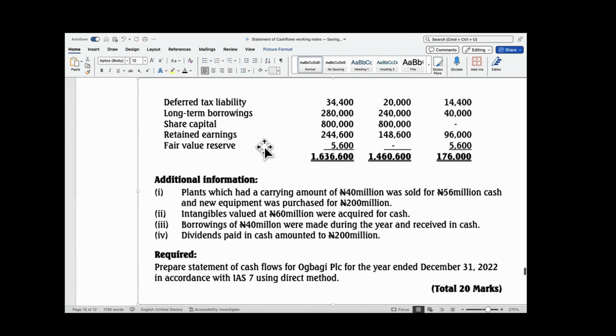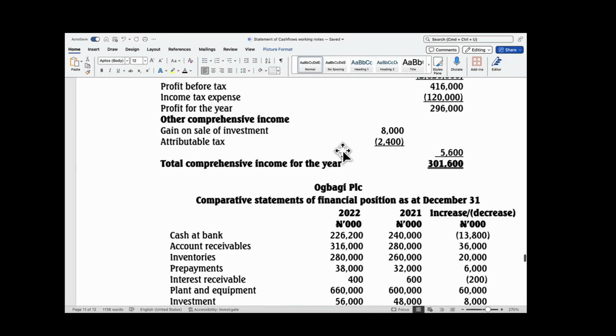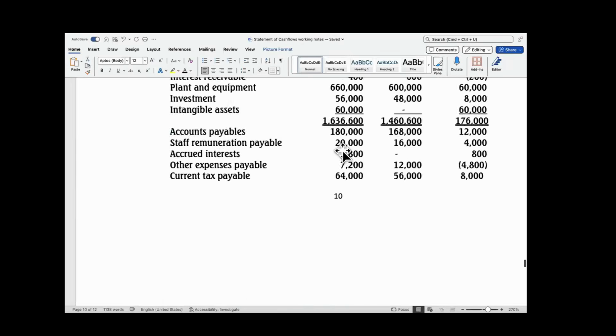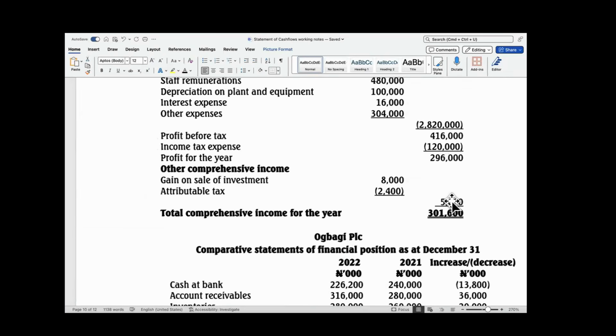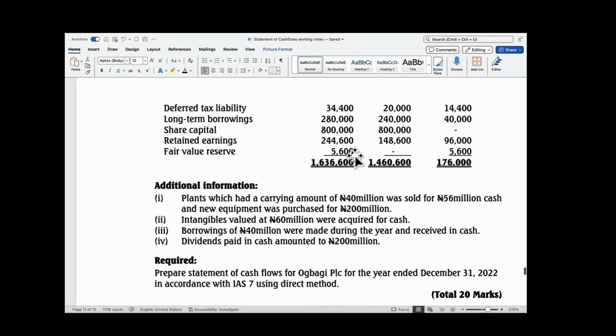Then I have fair value reserve. So my fair value reserve increased from 0 to 5,600. And I guess the increase in the reserve was this 5,600 here in this other comprehensive income as a result of fair valuation. So we're right after all. This gain is not gain on sale, but a fair valuation. And that's why we are having an increase in reserve of 5,600.